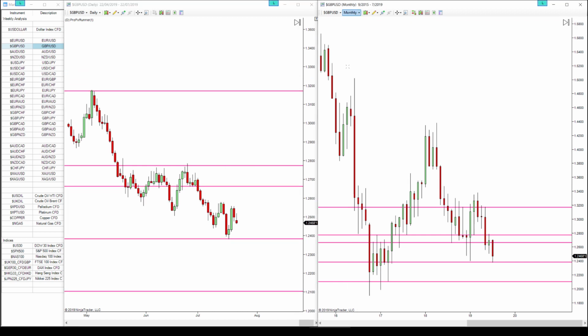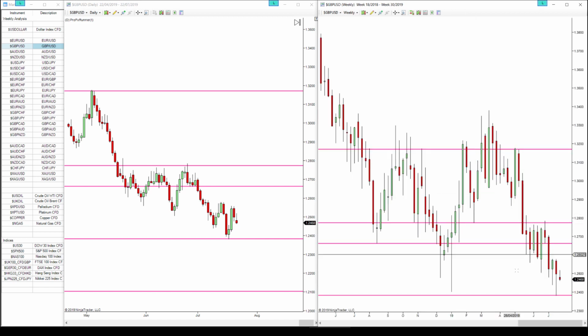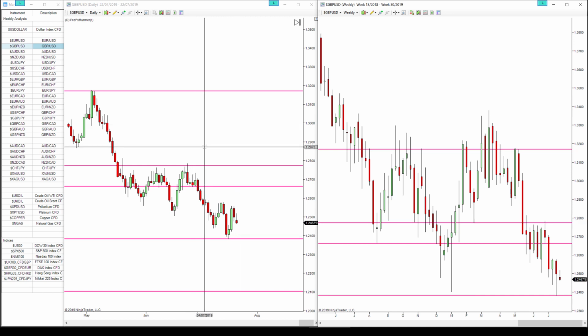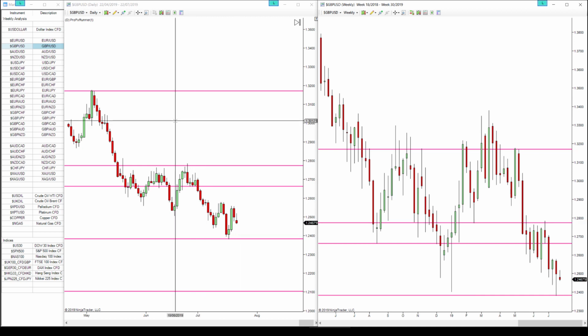So I'll just put this back to that weekly time frame. This is something that I'll be paying attention to. Again, we've got that weekly downtrend, we've got a daily downtrend, and shorting opportunities are a possibility from a technical perspective, but there is higher risk in terms of that.